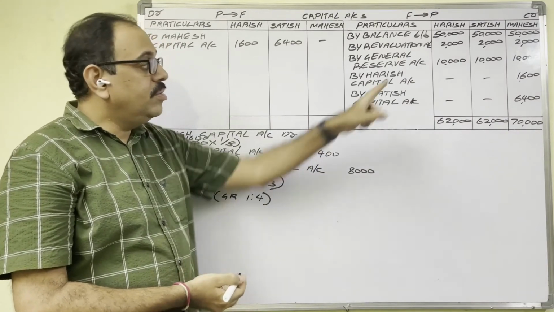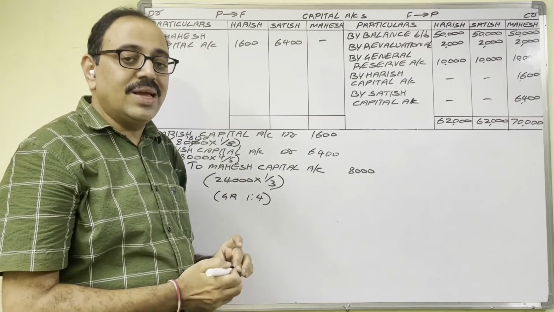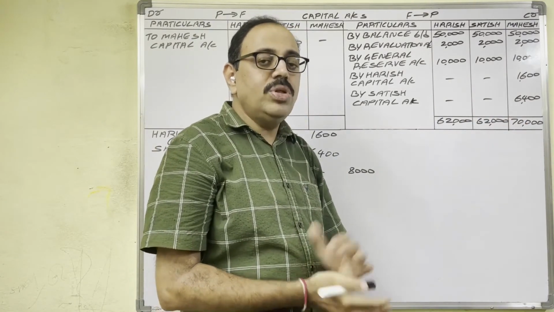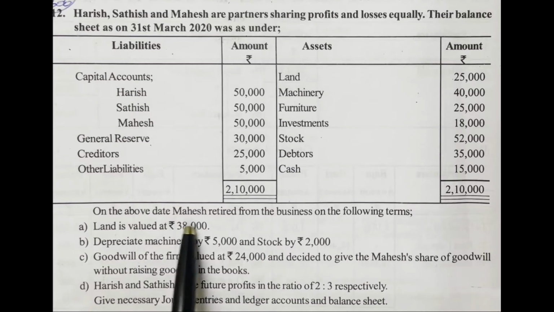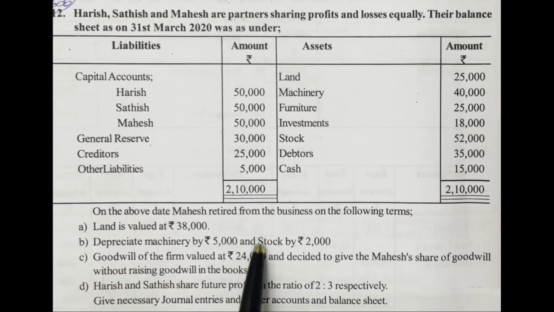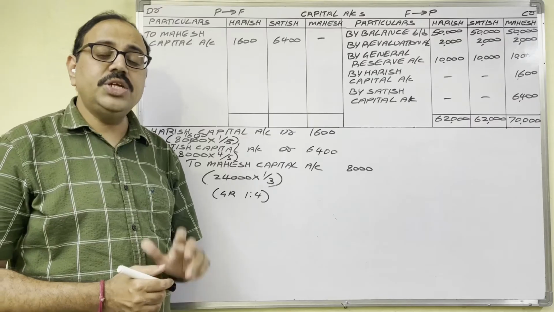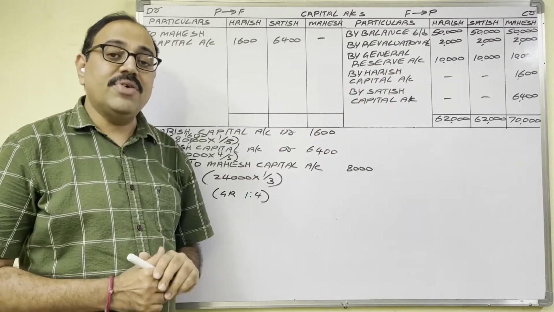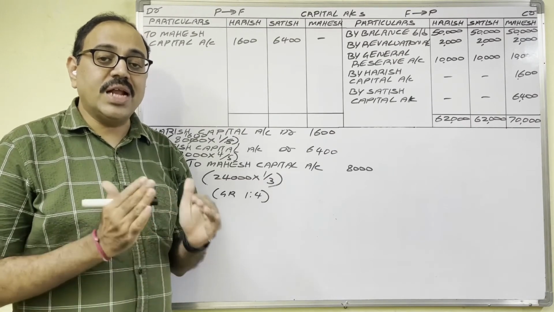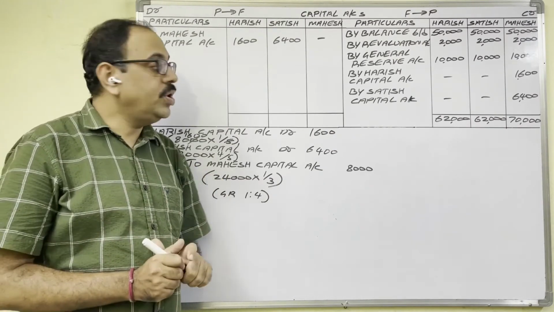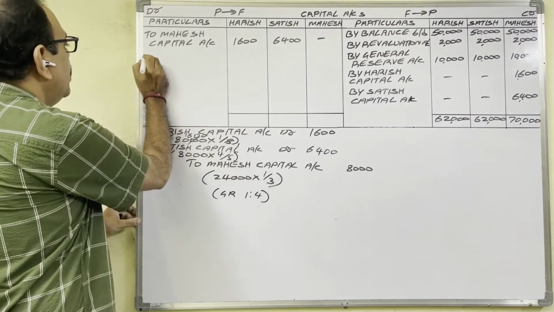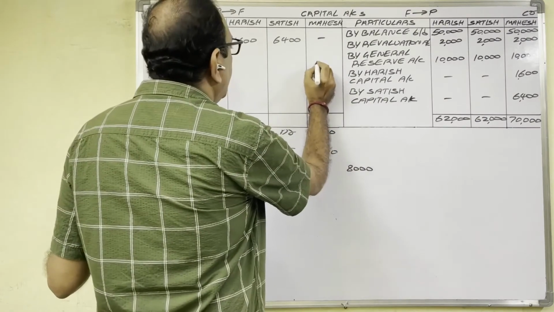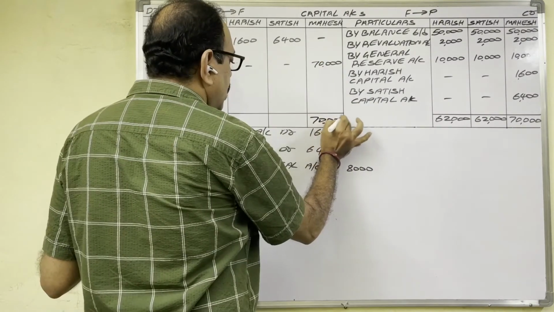Who is retiring? Mahesh. So to Mahesh, existing partners have to pay finally 70,000 rupees. How is this amount paid to him? How is the retiring partner's due amount paid? There is no information in the question. As there is no information in the question regarding the due amount of the retiring partner, our assumption is his amount we are transferring to his loan account. So on the debit side, we have to write To Mahesh loan account, amount 70,000 rupees. Total also the same.